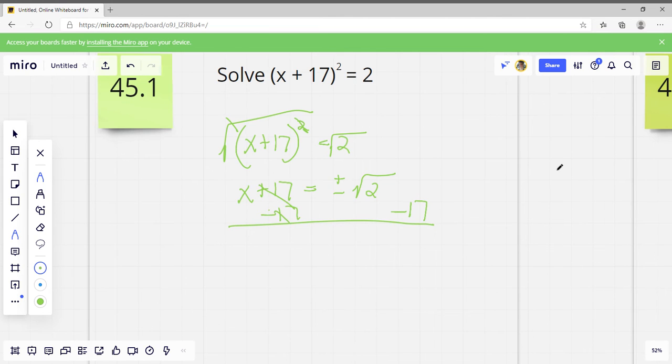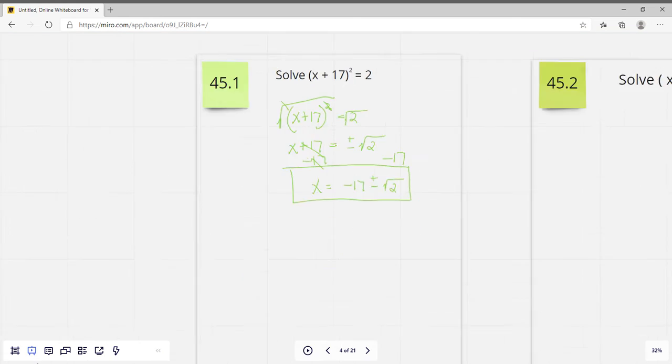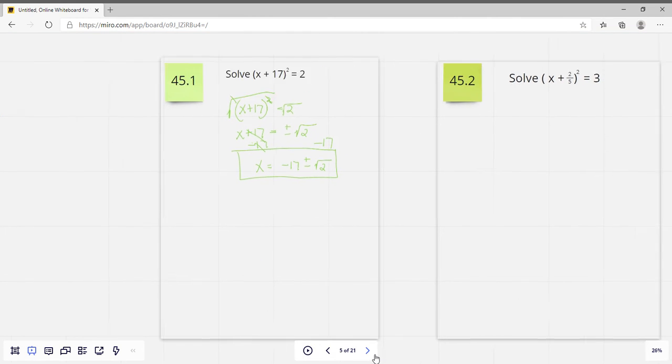These cancel, and we get x equals negative 17 plus or minus the square root of 2. And that's the answer right there to that one. Okay? So you're just going to square each side, or root each side, and go from there.